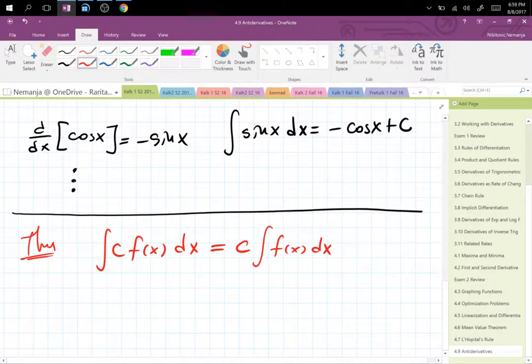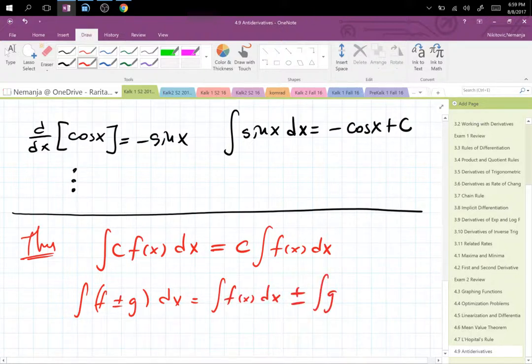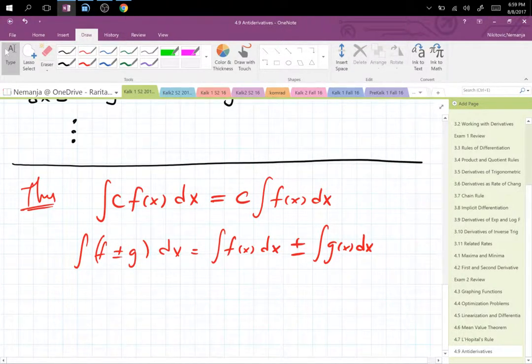And then you have also the sum and difference rule. So the integral of f plus minus g of x dx is equal to the integral of f of x dx plus minus the integral of g of x dx. So the first one tells us that we can kick the constant outside, and the second formula tells us that we can do each term of the more complicated example independently of each other.